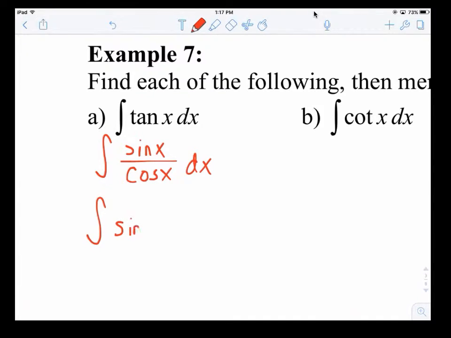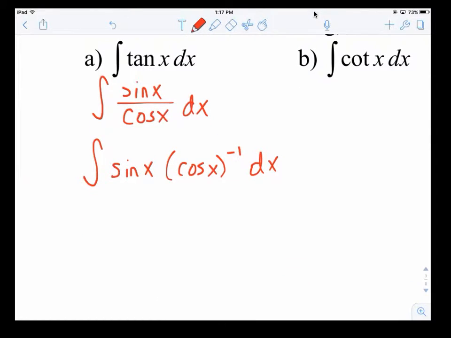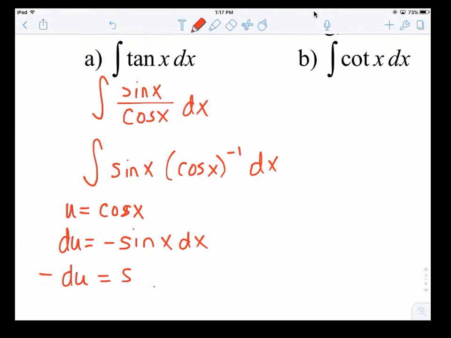Exactly. So it'd be sine of x times cosine of x to the -1. Right, so based off of that, what would your u function be? So then du would be negative sine of x dx. So I have negative du equals sine of x dx, right?